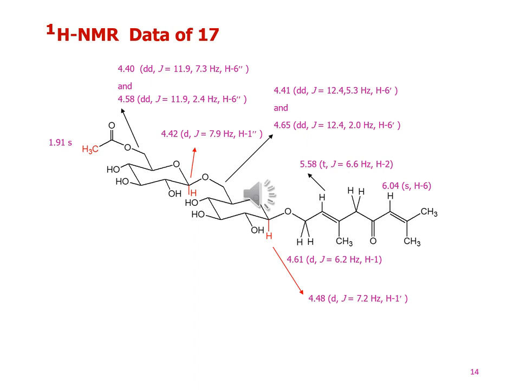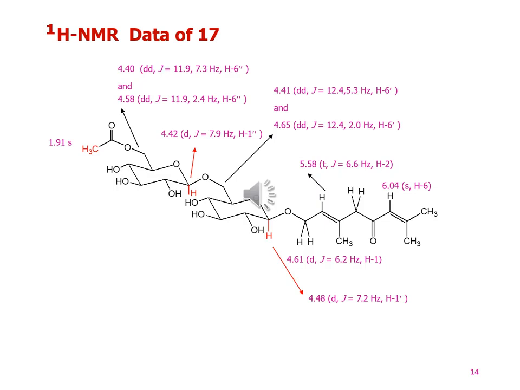The proton NMR spectral data of compound 17 is similar to that of compound 16. Let's see the proton splitting pattern of this molecule. The proton spectrum shows signals for a trisubstituted double bond of an alpha beta conjugated ketone at delta 6.04, singlet, for proton 6, and another signal for a trisubstituted double bond at delta 5.58, triplet, J value 6.6 Hz, for proton 2. Similarly, an oxymethylene group at delta 4.42, doublet, J value 7.9 Hz, is for proton 1 prime.